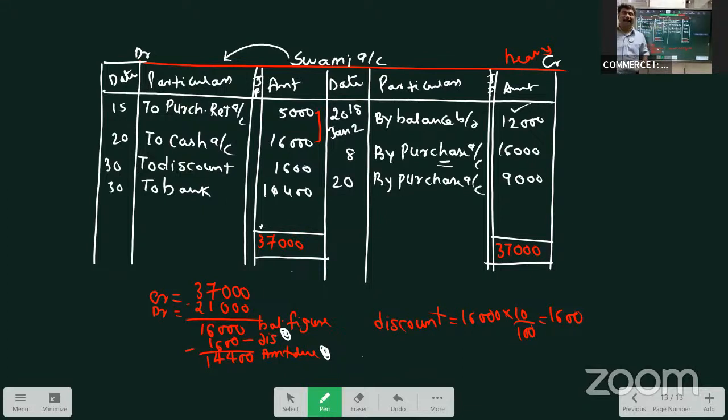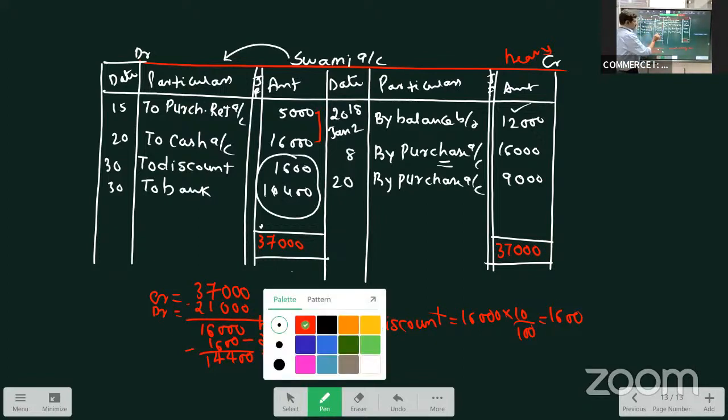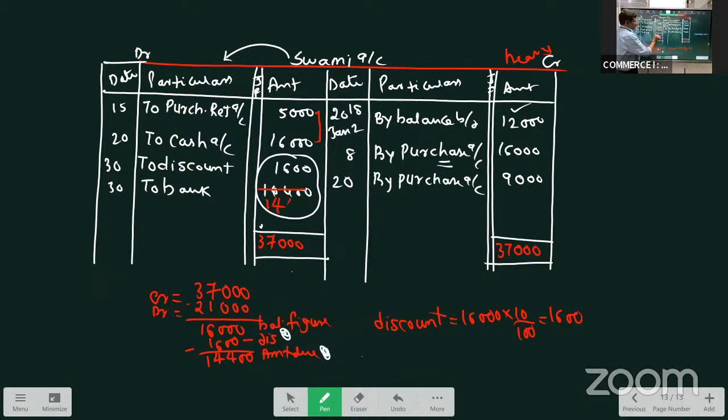See, when it is said that settlement is done, it means there is no further balance. No by balance brought down, no to balance brought down. Account is settled means payment is made or payment is received. And balancing, whichever side is deficit, if it is debit, we write it on the debit side, or if it is credit, we write on the credit side. Okay. What is this? This is 14,400. Is it clear?